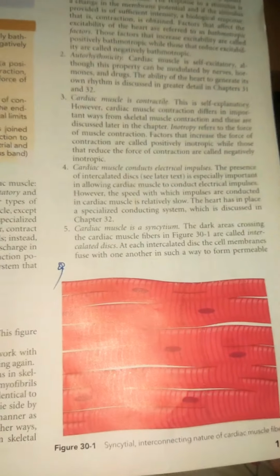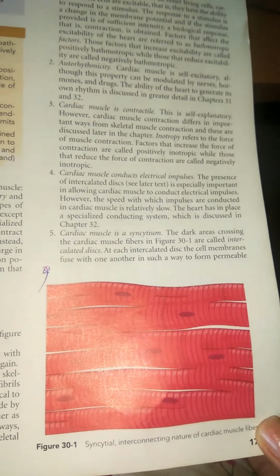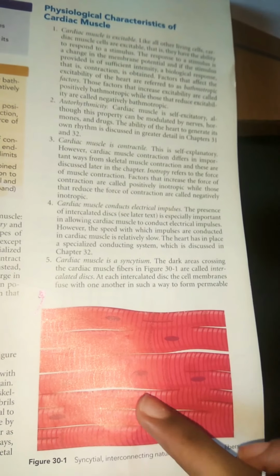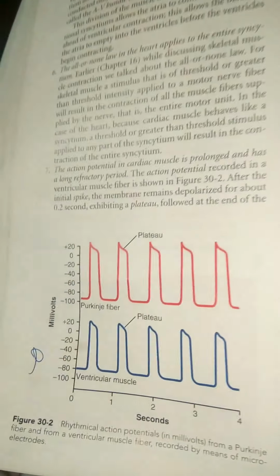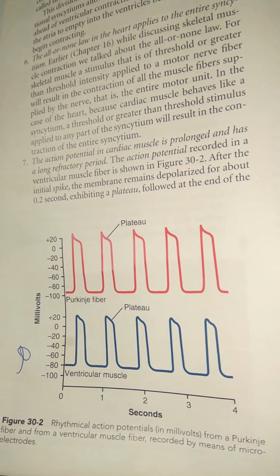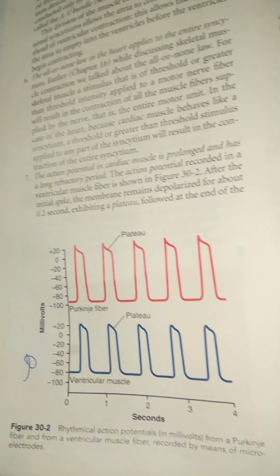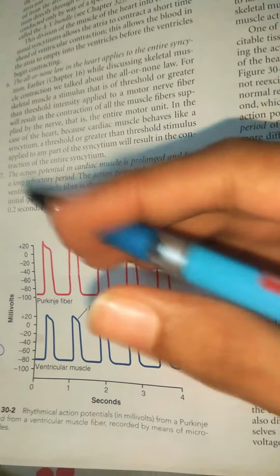At last, we'll see the diagrams once and conclude our chapter. This is how cardiac muscle looks. It shows the syncytial interconnecting nature of cardiac muscle. We can see these are the intercalated discs in between, and this is the rhythmic action. We'll understand this very clearly in our next lesson.